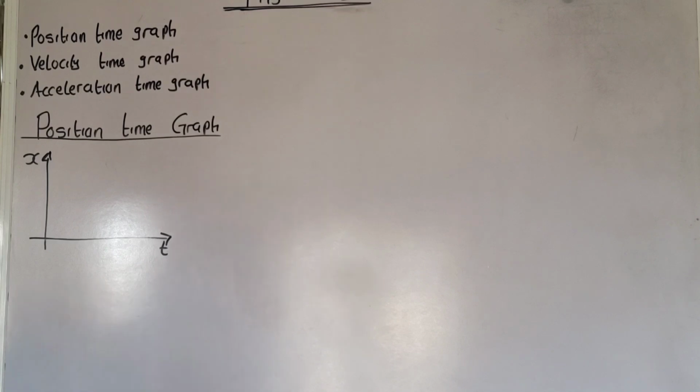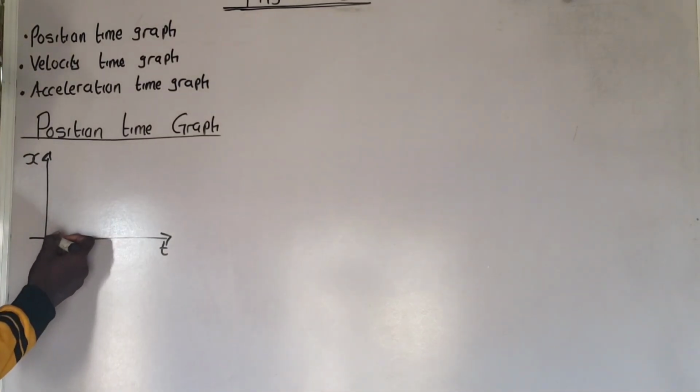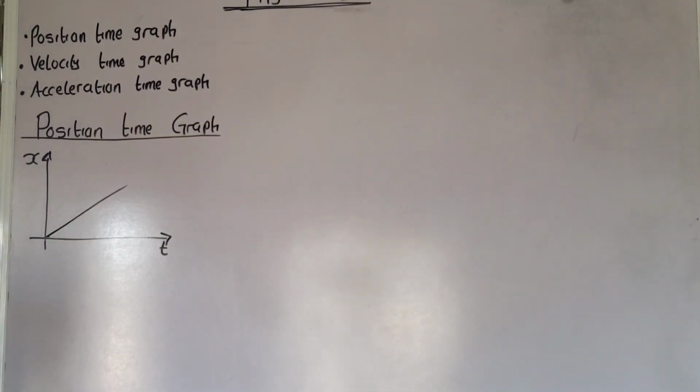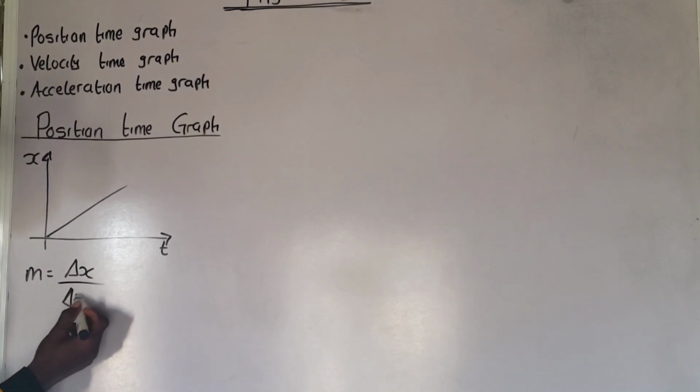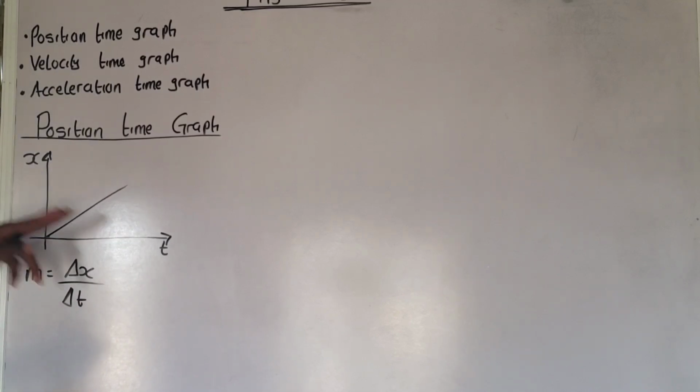Now, we want to look at the slope and the area of a position time graph. We want to check what the slope of a position time graph tells us and what the area of a position time graph tells us. Don't forget that I told you slope is associated with division. Let's represent slope as m. M is equal to change in x all over change in t. You understand? Because the graph is now x versus t. It is not x versus y. Please pay attention.